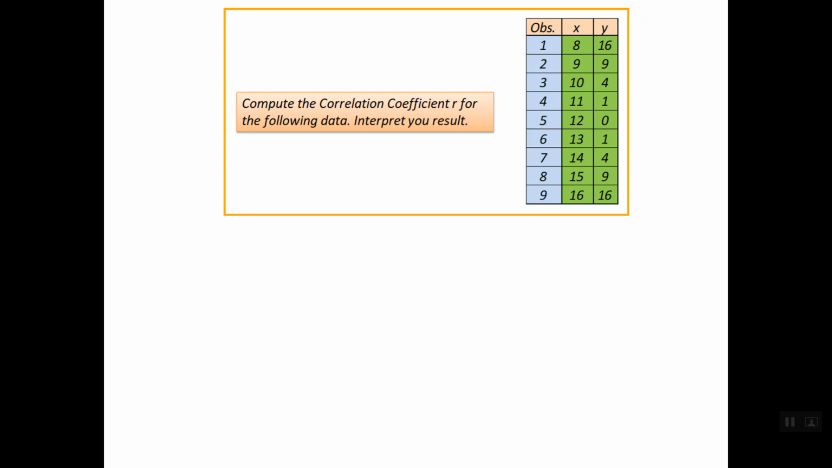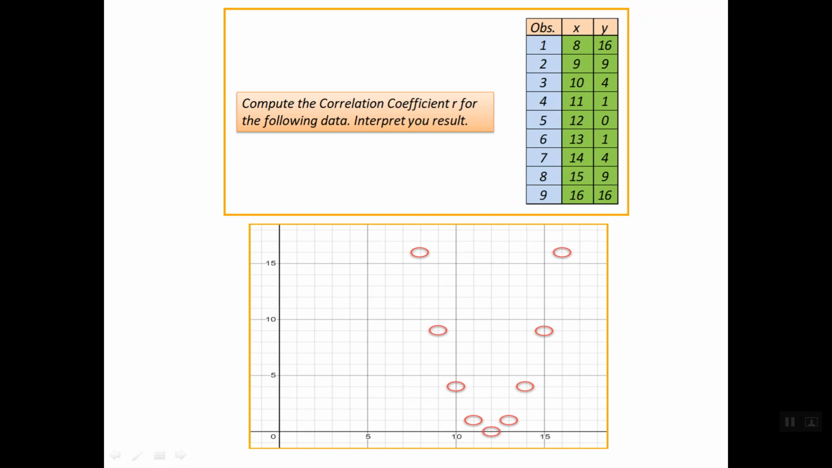So we have here these data, we have 9 observations and we have both x and y. This is the figure of the scatter plot for the 9 observations. As you see here, the relationship between the two variables is not a linear relationship. It is a curve relationship. So what will happen in this case if we try to compute the correlation coefficient?